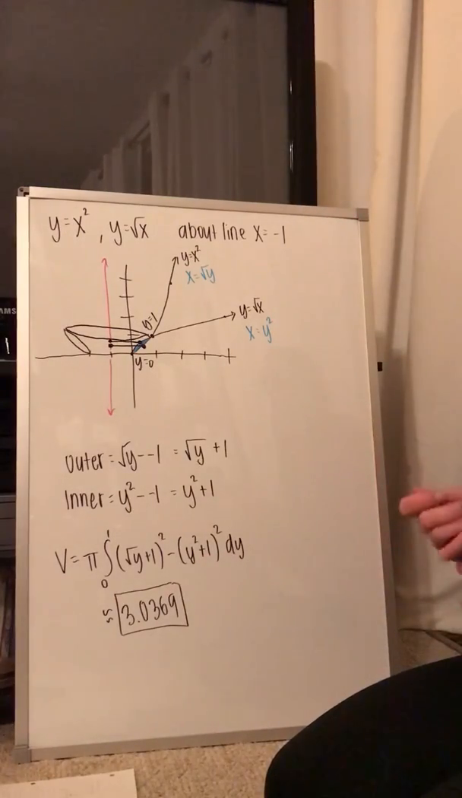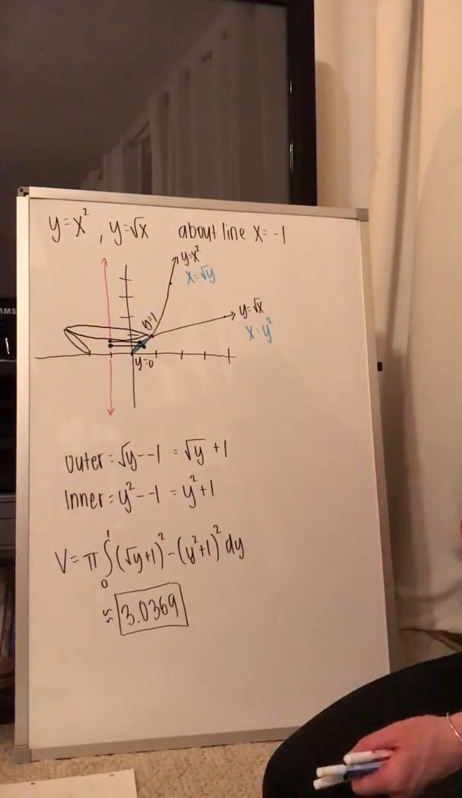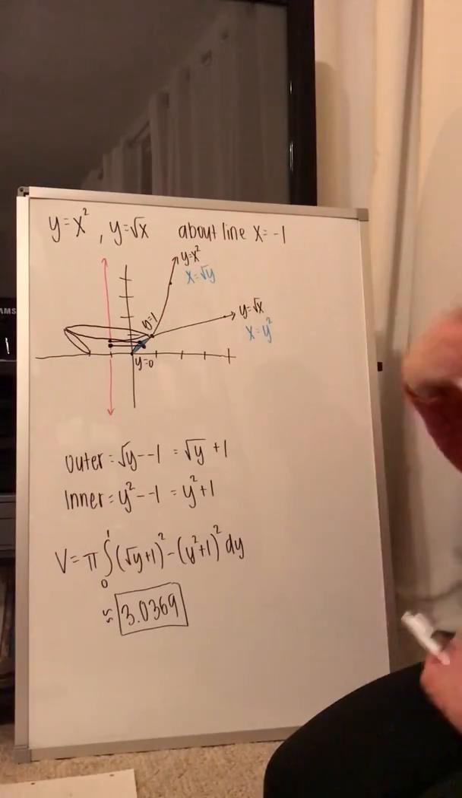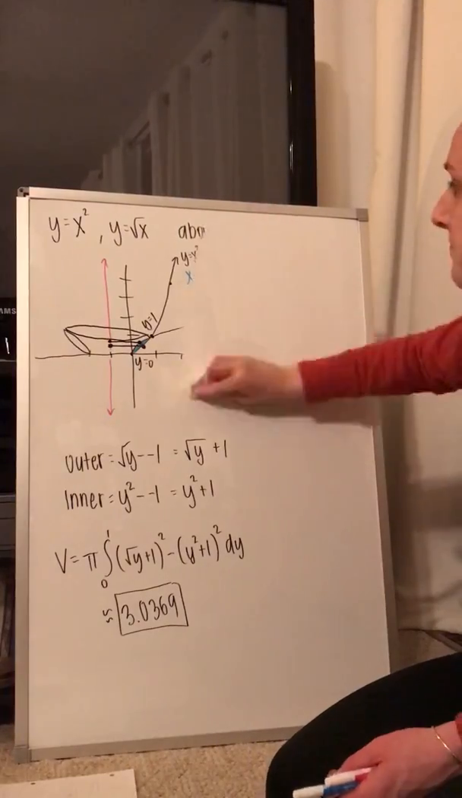All right. So we will do one more now where our axis of rotation is actually on the other side. So our axis of rotation has always been on the left side of the function. And now we'll flip it around and see what happens.